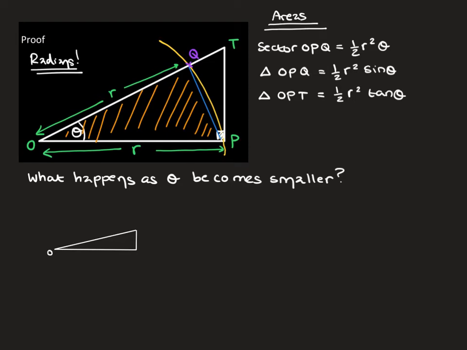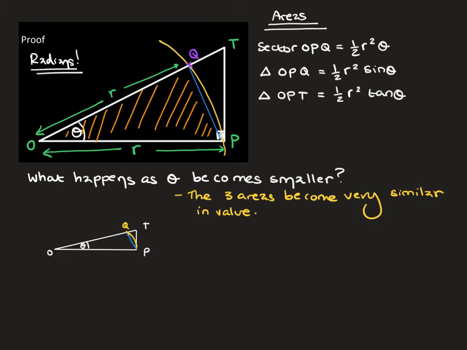Here's our triangle OTP drawn again, but with a much smaller value of theta here. So this time, when the circle is drawn, we get this, and there's the point Q, and then when we draw in the triangle, we get this. Now, as theta becomes smaller, the three areas become closer and closer and closer together in value. So the sector and the two triangles have approximately the same area.